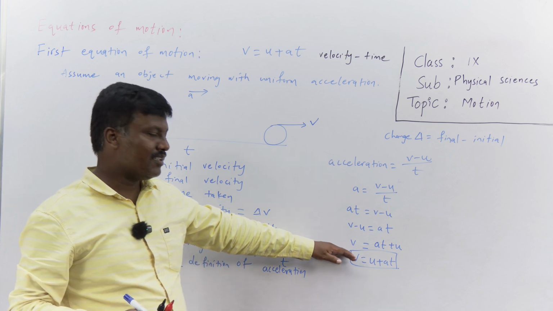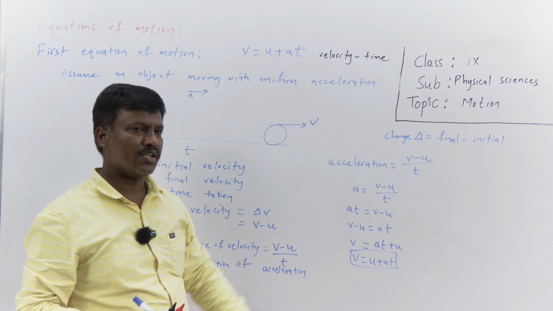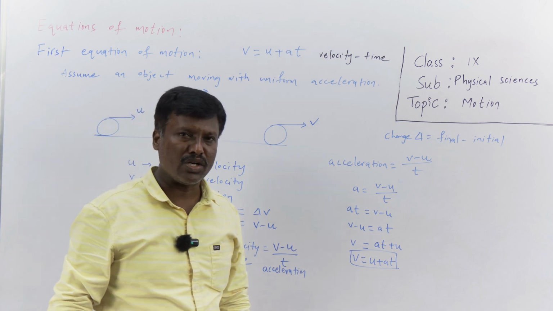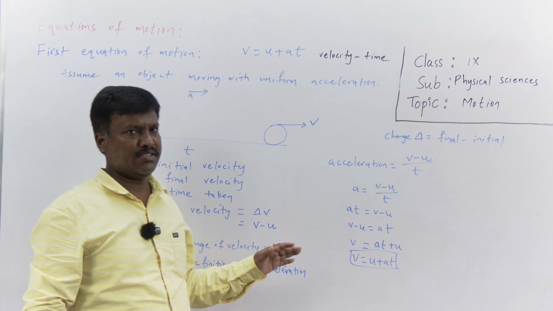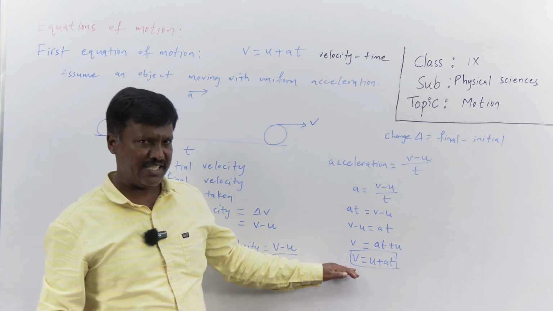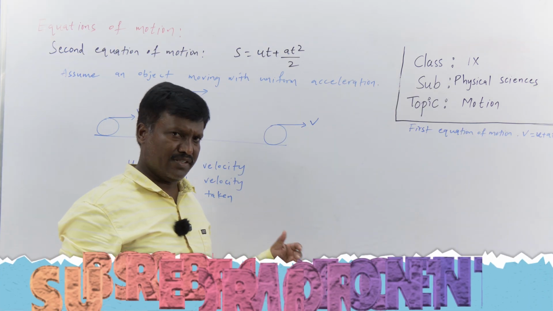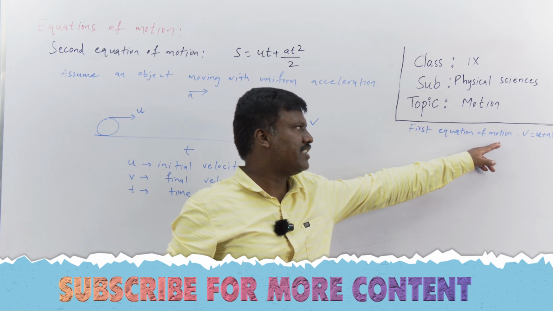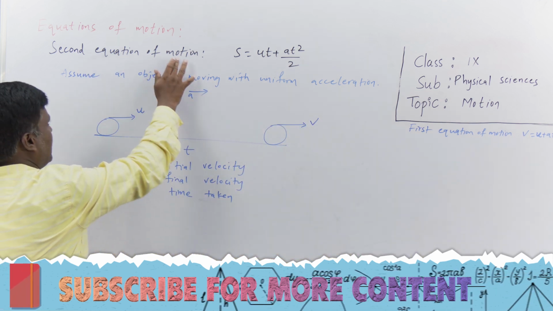But if you don't learn the formula, if you don't have this formula in your mind, how do you solve the problem? To solve the problem, what do we need? Formulas, right? So this is the derivation of the formulas. You have to note down the formulas and learn them, please. We have just derived the first equation of motion, that is v is equal to u plus at. Now we are going to derive the second equation of motion.